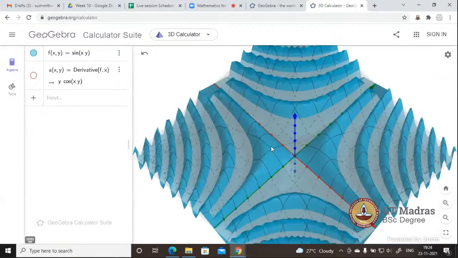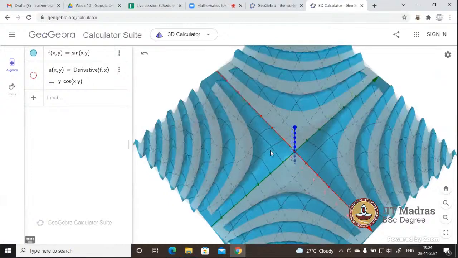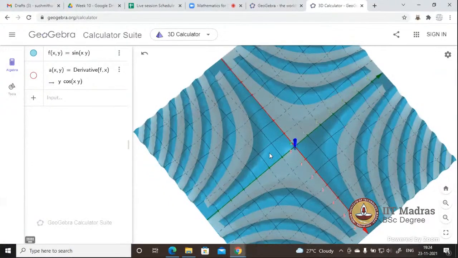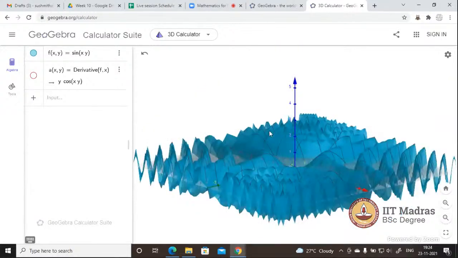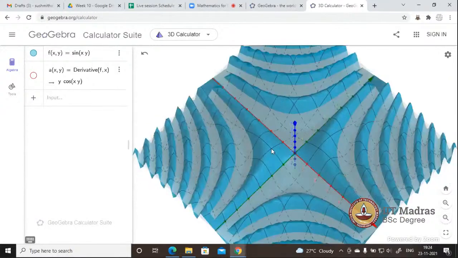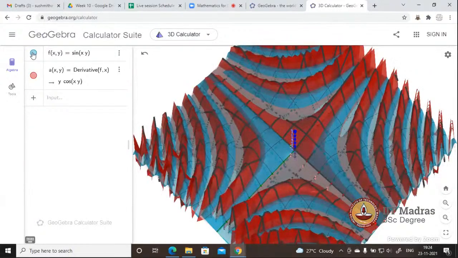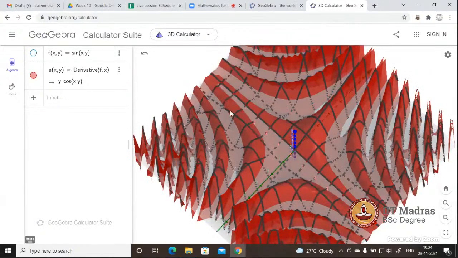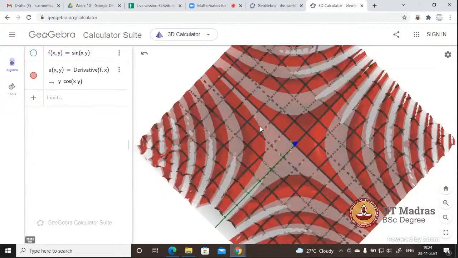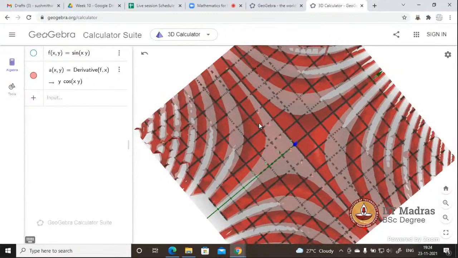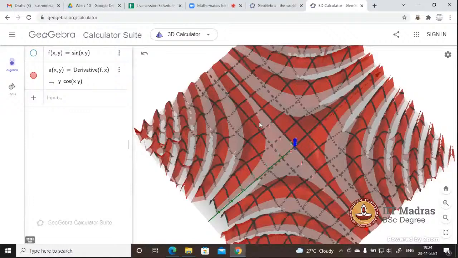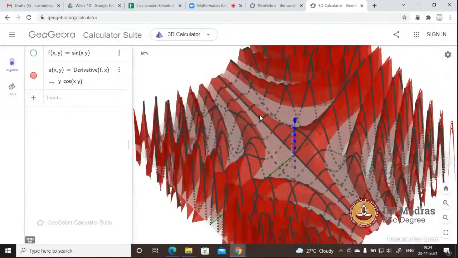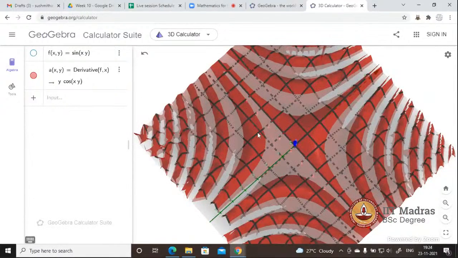So this is my sine xy from the top angle. When I talk about the partial derivative with respect to x, this is what it denotes. So how am I getting this function? Do you see these lines? Yes, the gray lines, the black or gray or whatever.